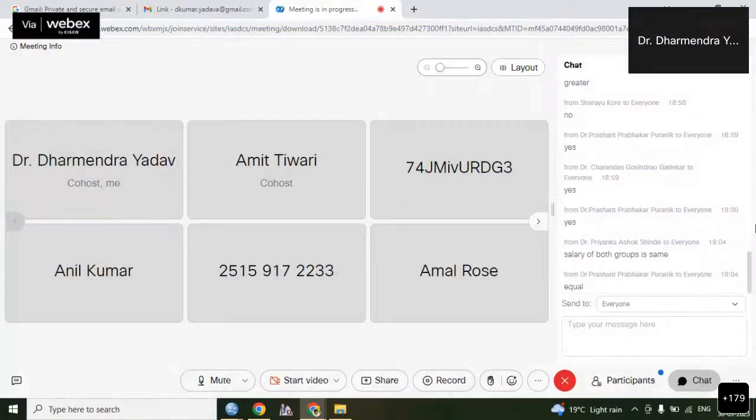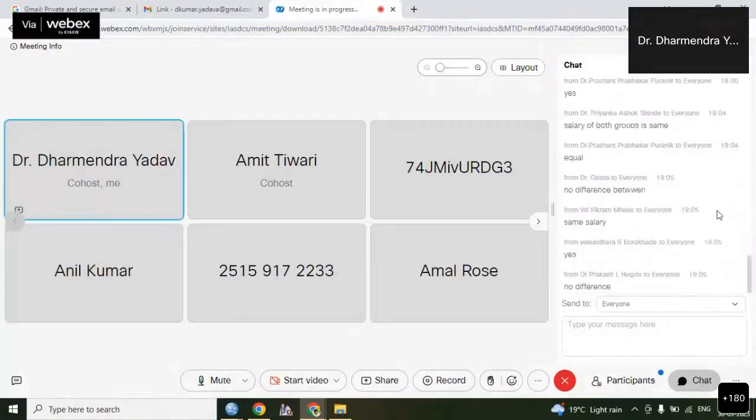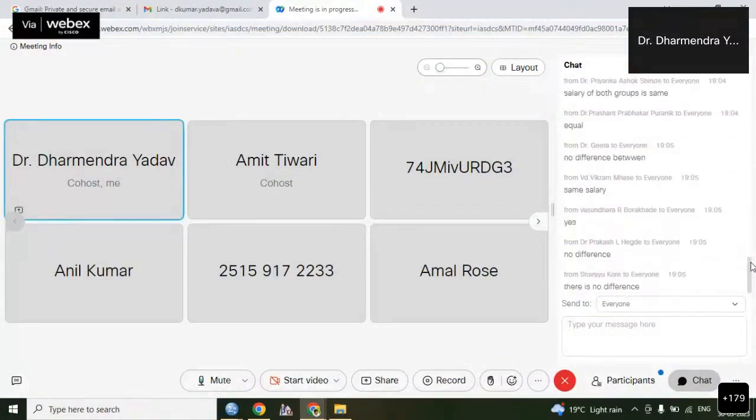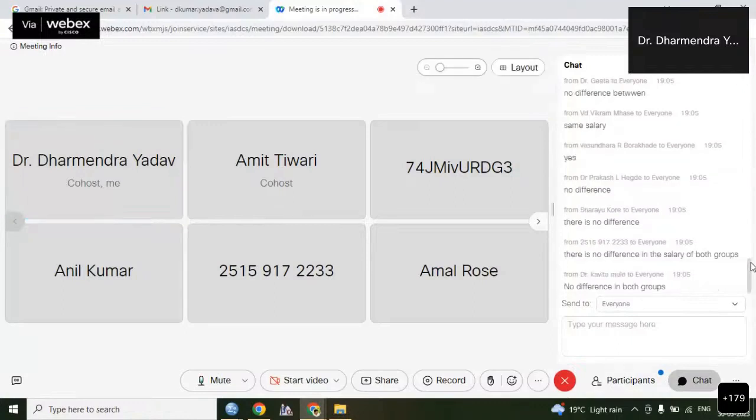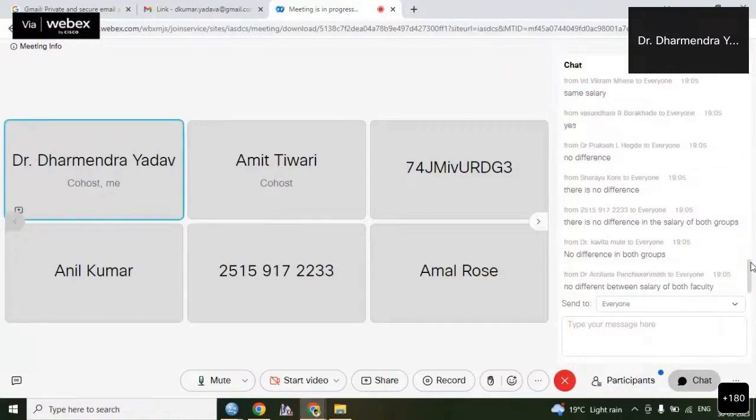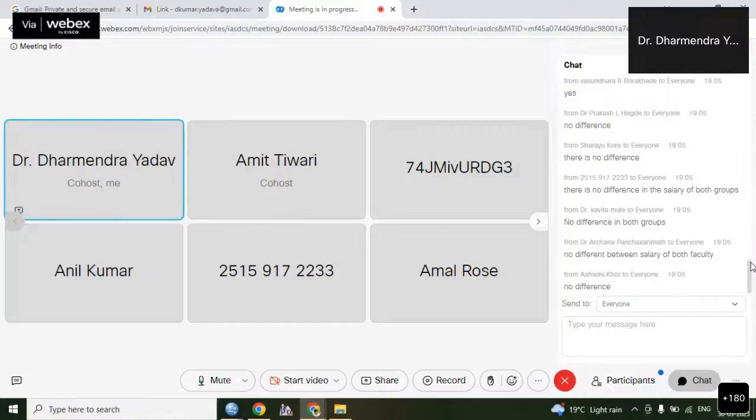Equal, yes. Salary of both groups is the same. There is no difference between the average salary of male and female faculties. Good. So it means we have to test whether there is a significant difference. An alternate hypothesis will be yes, there is a significant difference between both the groups. So now we have data, we have the t-test, and we have null and alternate hypothesis. Now we want to apply the t-test for two independent samples.